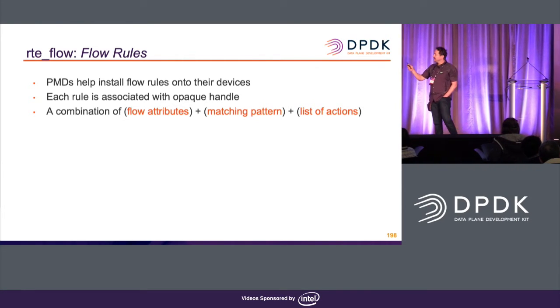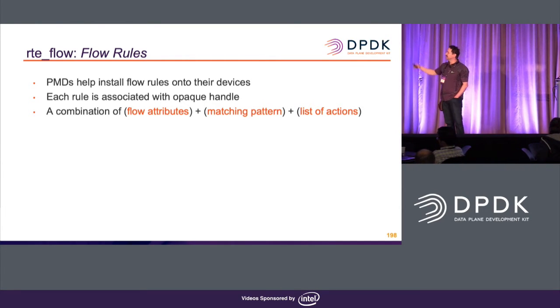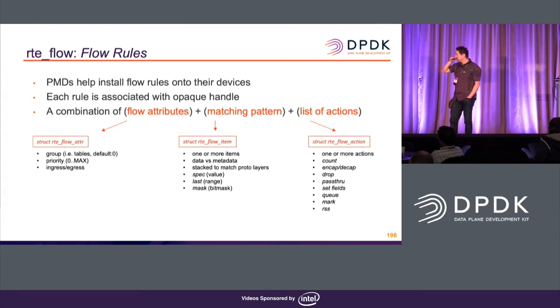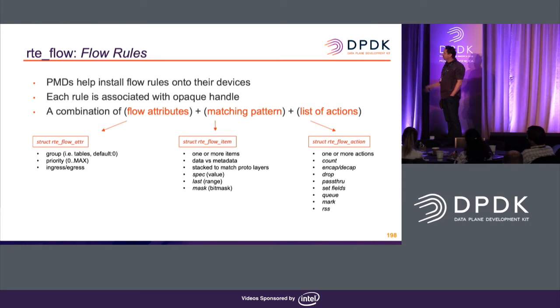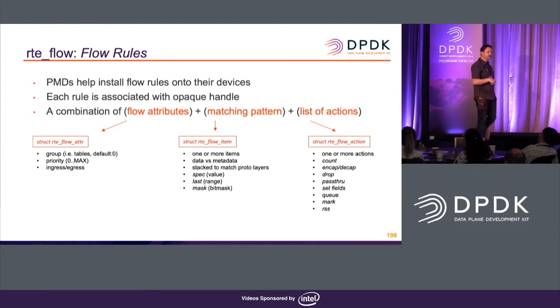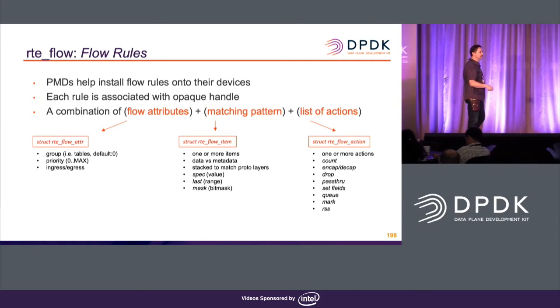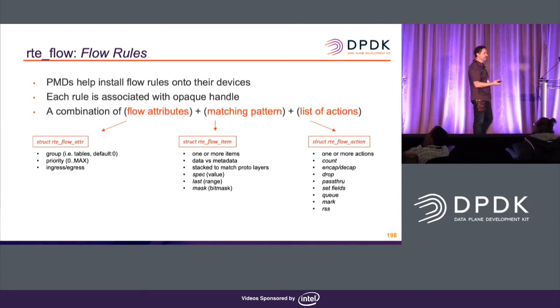And a rule is a combination of those three things: the flow attributes, a set of matching patterns, and then a list of actions related to it. So let's take a look at the parts that constitute those three areas. The flow attributes reside in a flow attribute data structure. It might be talking about groups, so you can actually put those rules into logical groups. And if you're coming from an OpenFlow world, they're called tables.